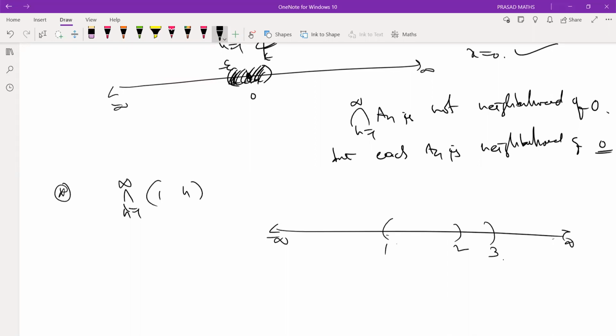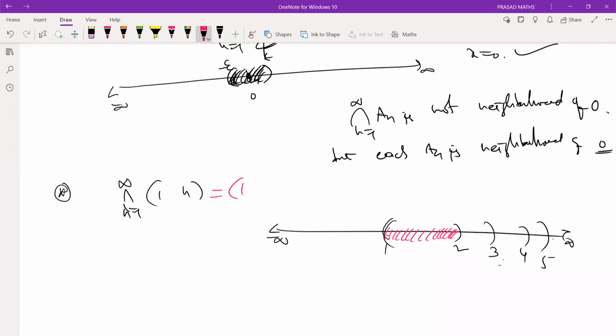What is intersection? Anybody? The first set, sir: open interval (0, 1). Open interval (1, 2).